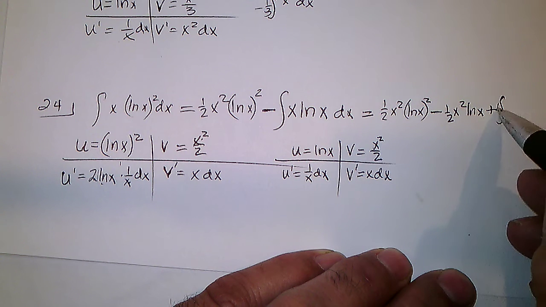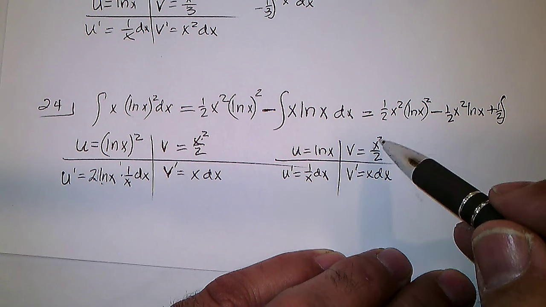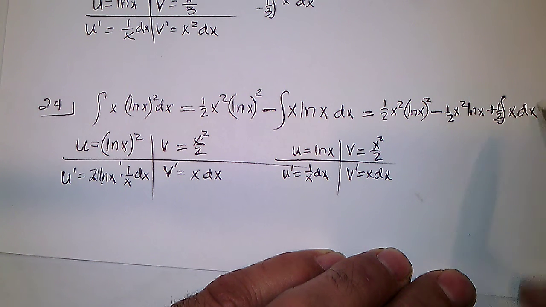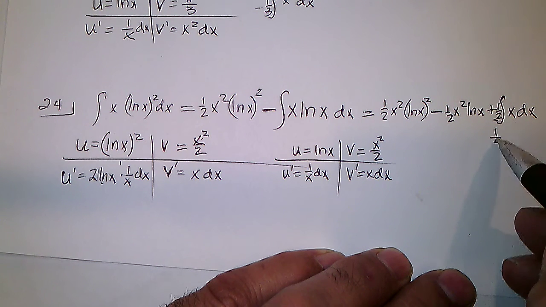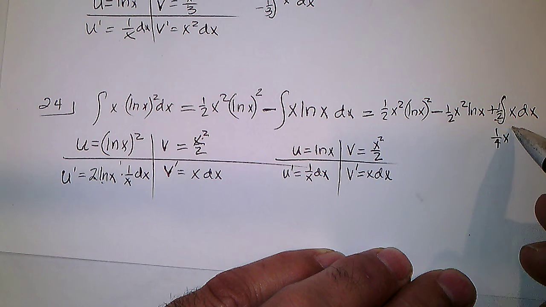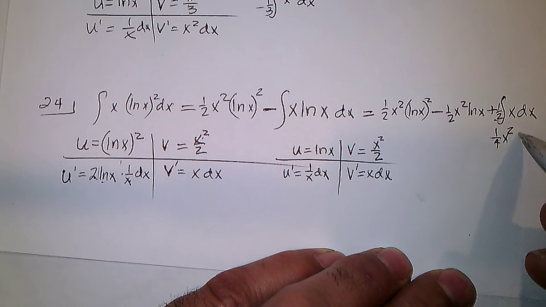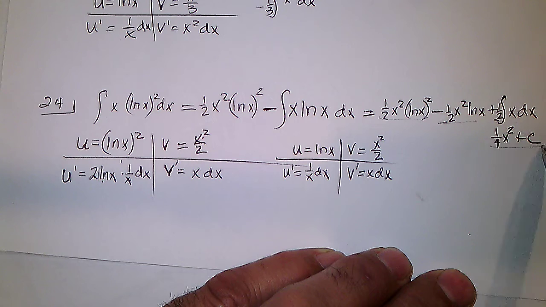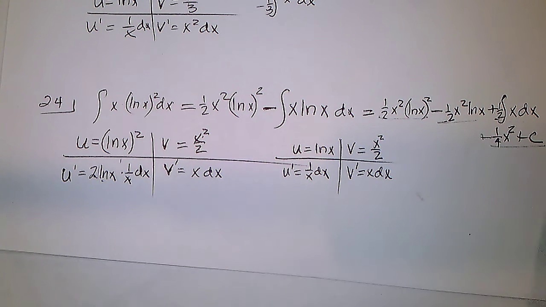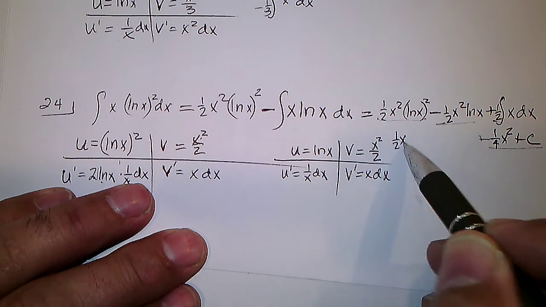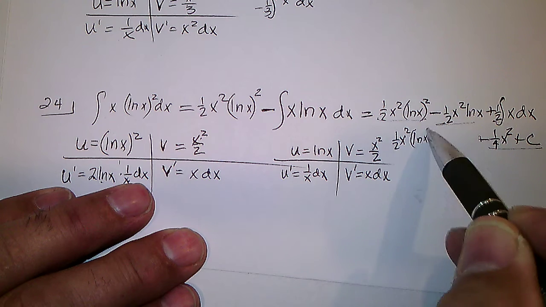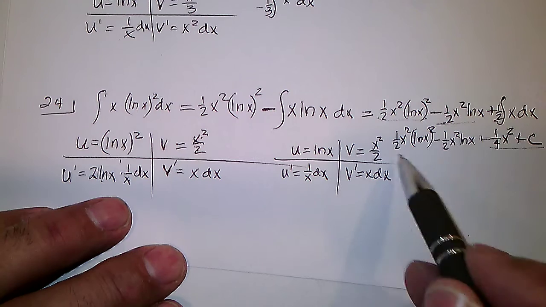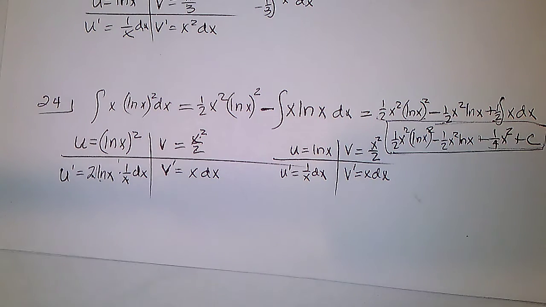So that'd be 1/2. And this would be just x would cancel one of those, x dx. This will turn into 1/4 x to the second plus c. So we have this minus this plus that. There we go. Right, the complete answer.